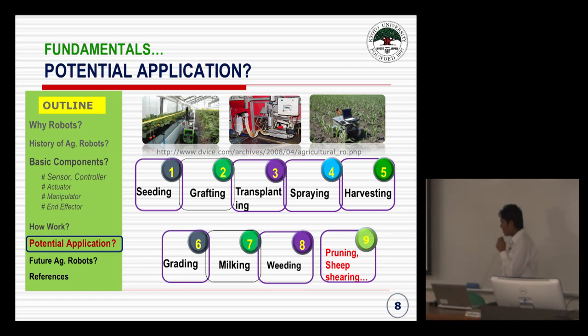Currently, we have seen many applications of robots practiced in the field, like seeding, grafting, transplanting, spraying of fertilizer, and other things, harvesting of different kinds of crops and fruits, and grading of agricultural produce, even milking, weeding, and some others like pruning and sheep shearing.